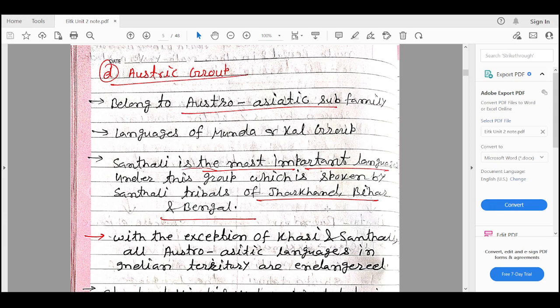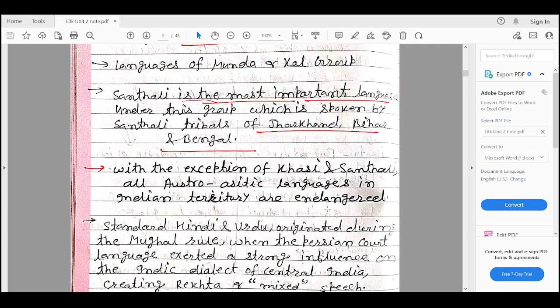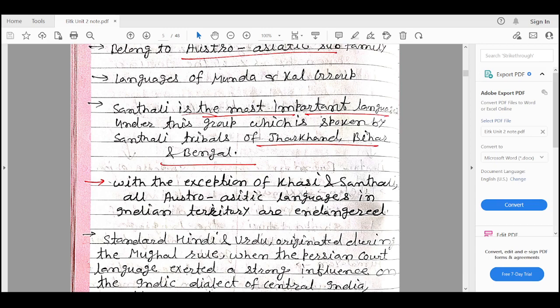With the exception of Khasi and Santhali, Khasi is spoken in Meghalaya. Khasi and Santhali aside, all Austro-Asiatic languages in the Indian territory are endangered. Okay, that's the point. Here the term used is the Austric family. So this is the complete part of the languages, their origins and how they evolved and reached the current form.